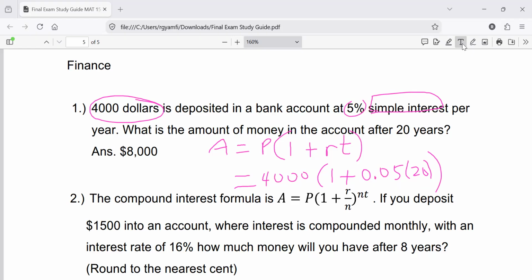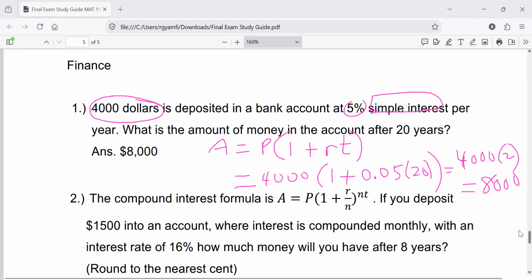So you do what is in the parentheses first. So you've got 0.05 times 20, which is 1. 1 plus 1 is 2. So we've got 4,000 times 2, which gives you 8,000. $8,000. So in 20 years, you're going to have 8,000. It's going to double. All right.